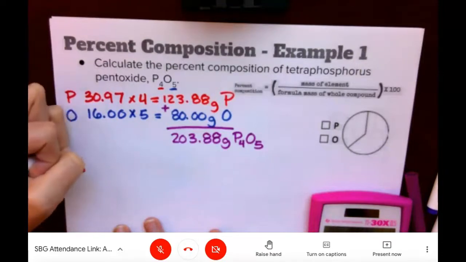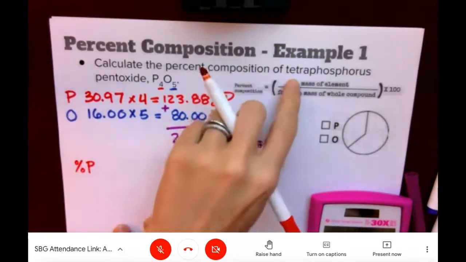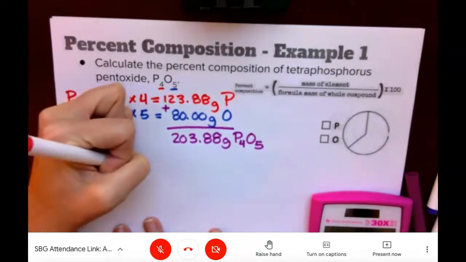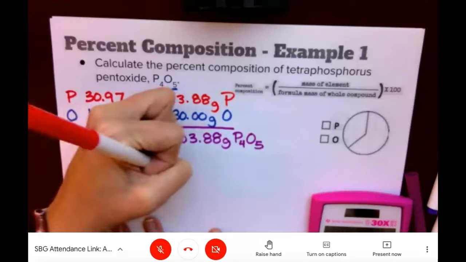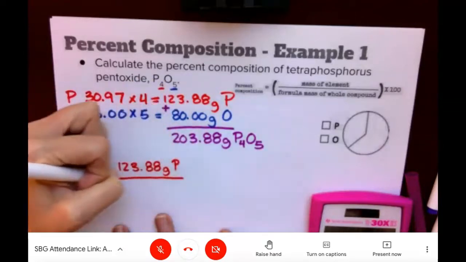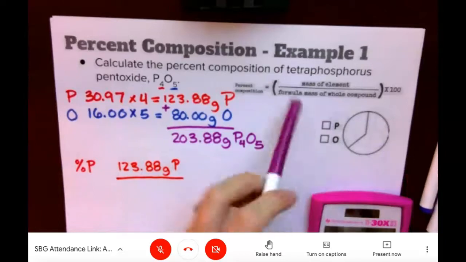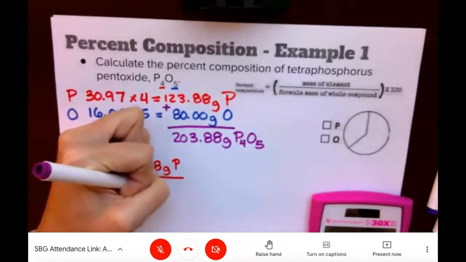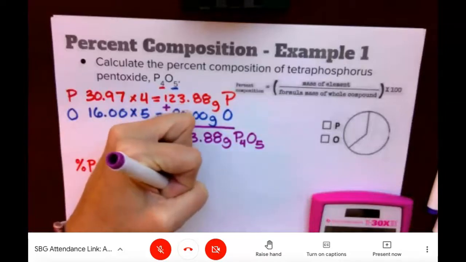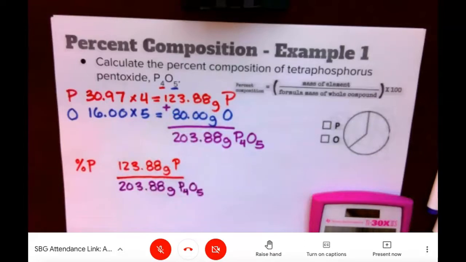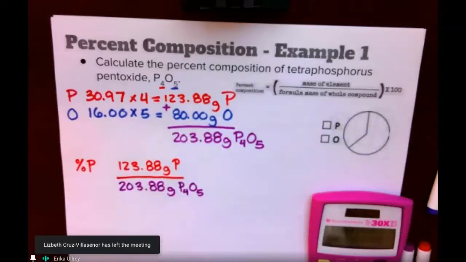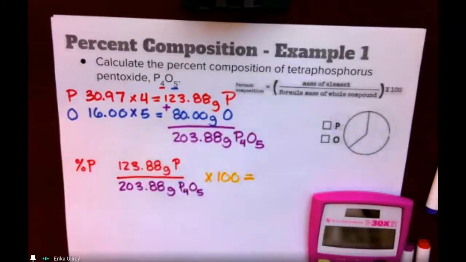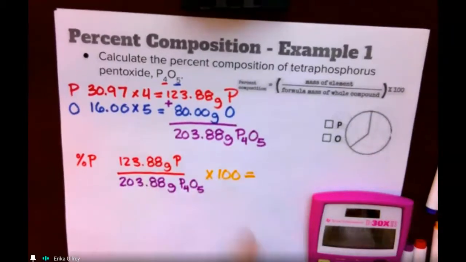So we're going to take our percent phosphorus. I'm going to calculate that first. I take the mass of my element, my mass of phosphorus, which was 123.88 grams of phosphorus, and that's going to go on top. Then the bottom number is my formula mass, which we calculated right here: 203.88 grams of P4O5. And then the last thing it told us to do is multiply this by 100. So we need to take these numbers, divide them, and then multiply by 100.